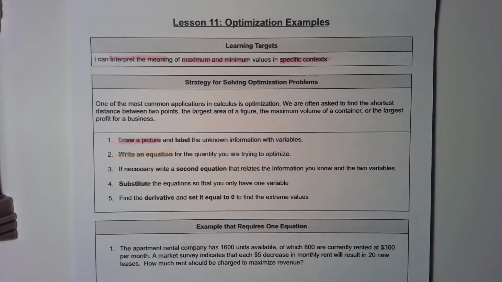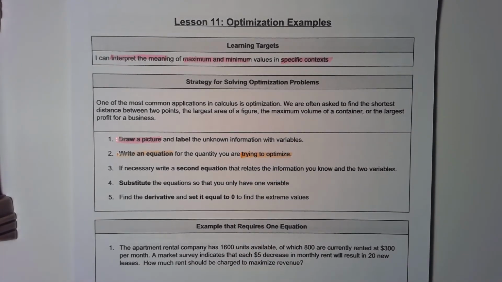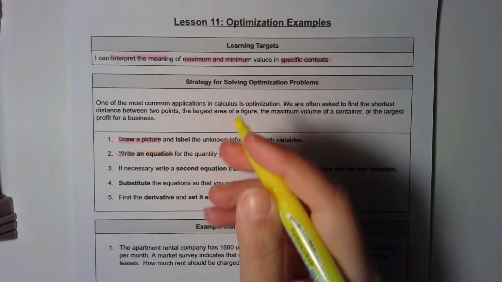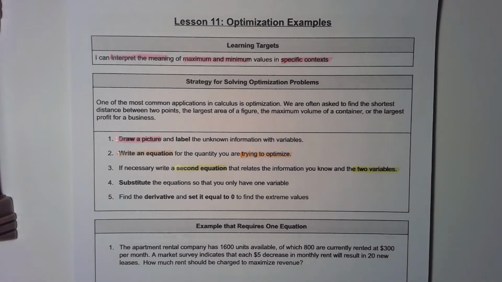So a lot of times these problems will have two equations. It's important to know that you have an equation for the quantity you're trying to optimize, meaning if you want the largest area, make sure you have an area formula somewhere in your problem. If necessary, it's not always necessary, you're going to write a second equation that relates the information that you know about the two variables. So in problems where there's two variables, you often need to eliminate one of the variables using substitution. That means you're going to need a second equation, and that second equation will help you substitute so that you can get rid of one of the variables, which is the next step.